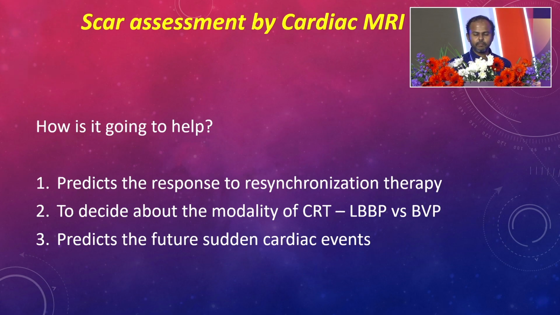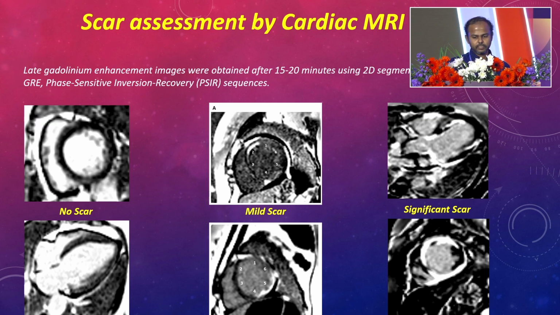On the other hand, if the LV is totally replaced by scar, for example, a sarcoidosis patient, where the LV will be completely burnt out, we may have to not only add the ICD lead, but also promptly refer them for cardiac transplantation therapy because these patients will not do well with a conventional CRTD alone. So these are some of the examples of scar categorization: no scar, significant scar, and mild scar.